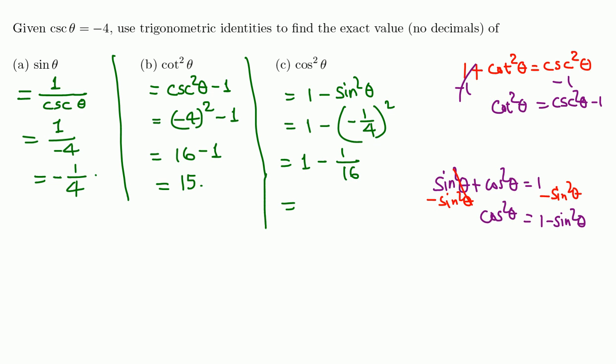Now we need to combine these two fractions. So we have 1 over 16, so we multiply the first fraction by 16 over 16 for the common denominator. 16 minus 1, 15. So the final answer is 15 over 16.